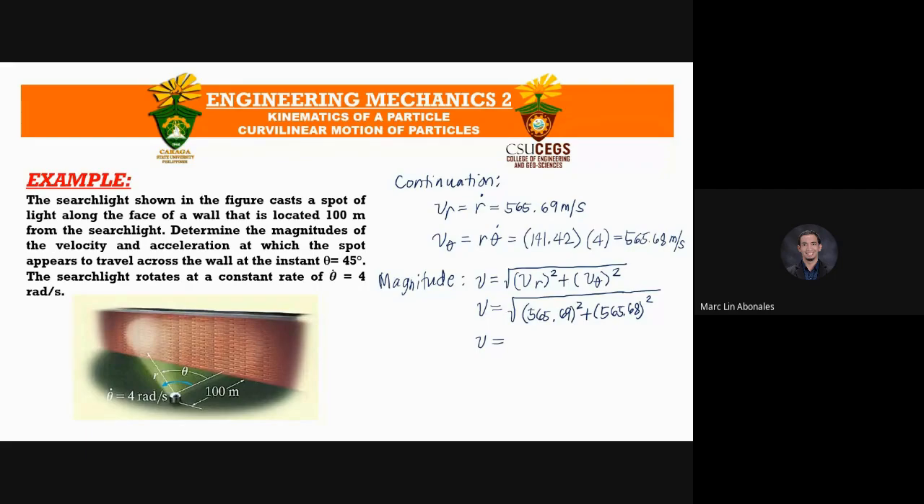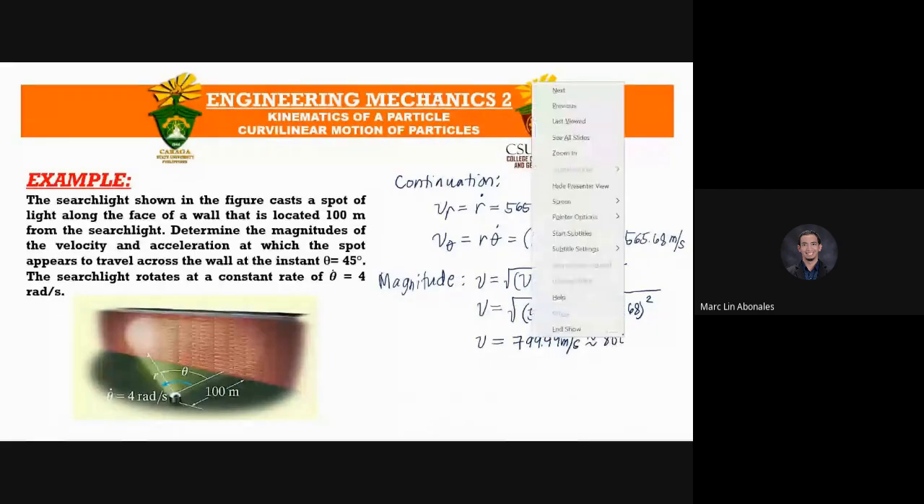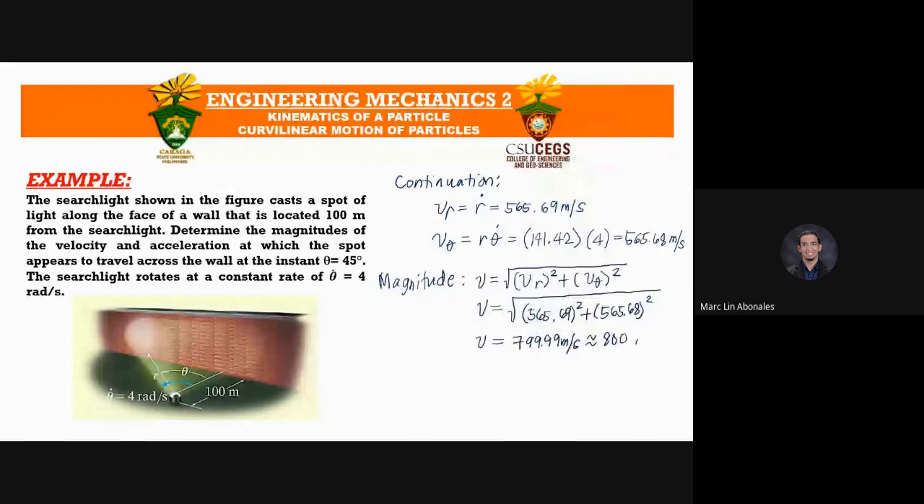Five, 566? 799. So 799 or 800, approximately 800, 799.99 meters per second, or approximately 800 meters per second. So that is the magnitude of our velocity. So nakuha lang nato ang magnitude sa velocity.